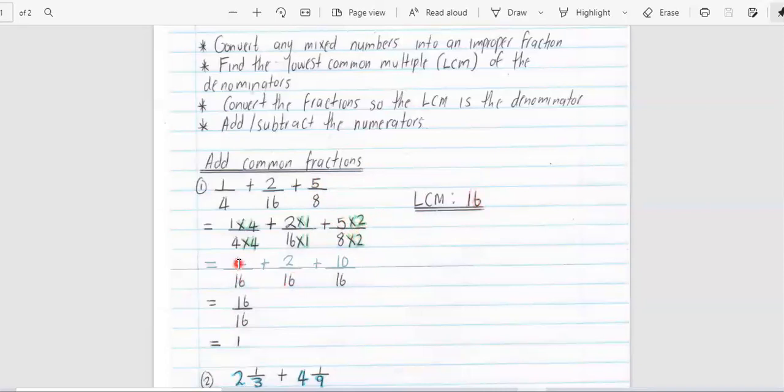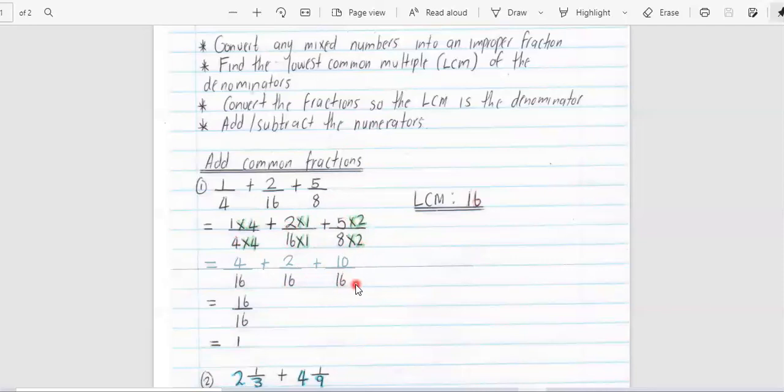So the next step is to multiply the numerators and multiply the denominators. If you multiply the numerator, you'll get an answer of 4, and your denominator, 4 times 4, will give you 16. Then the same thing in the second fraction, 2 times 1 will give you 2, then 16 times 1 will give you 16. Then in the last fraction, we have 5 times 2, which is 10, and we also have 8 times 2 to give me 16.